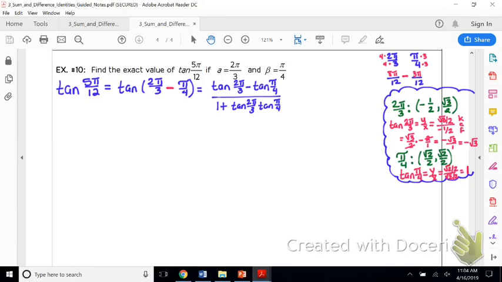All right, so now that we know that, let's come back over here and let's plug in. So we have tangent of 2 pi over 3, which is negative square root of 3.